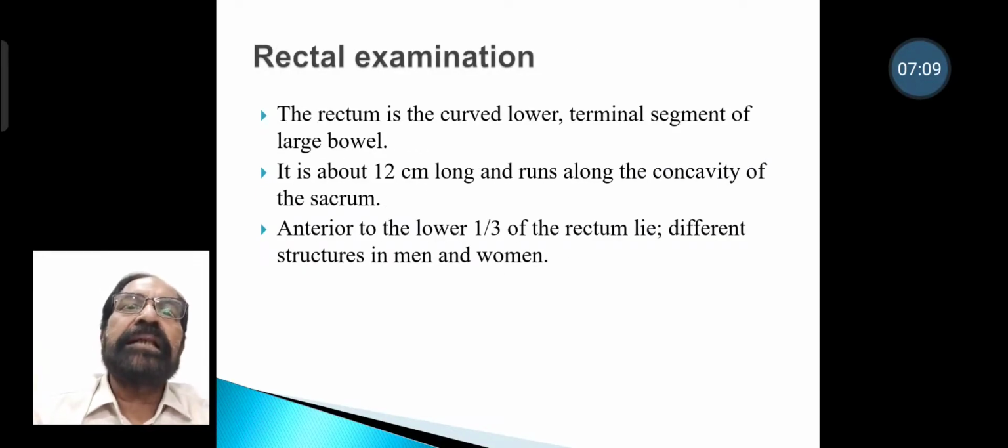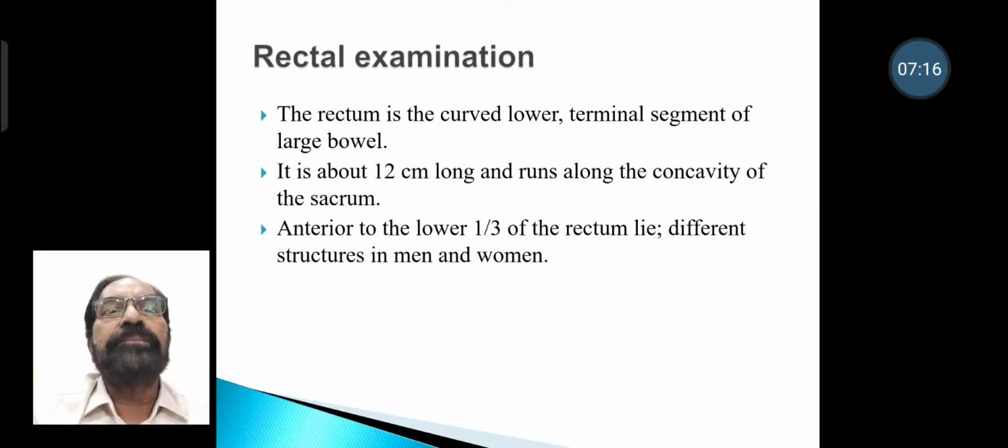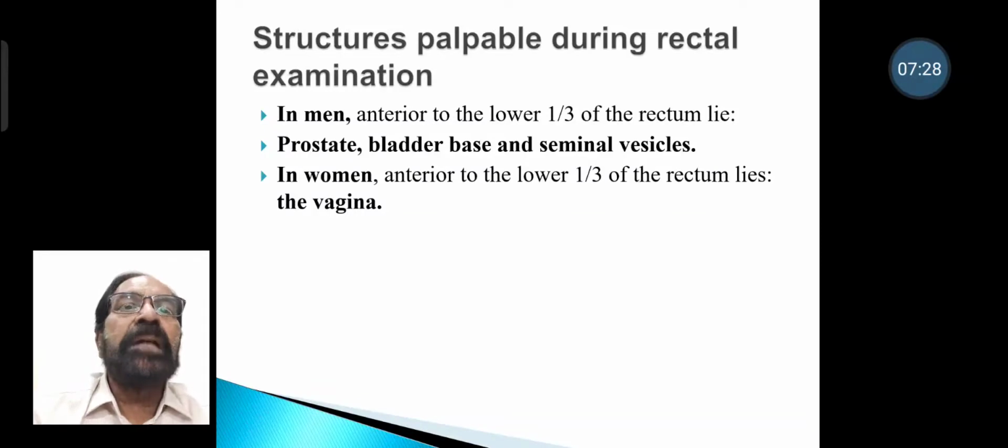Rectal examination. The rectum is a curved lower terminal segment of the large bowel. It is about 12 centimeters long and runs along the concavity of the sacrum. Anterior to the lower 1/3 of the rectum lie different structures in men and women. Structures palpable during rectal examination: in men, anterior to the lower 1/3 lie prostate, bladder base and seminal vesicles. In women, anterior to lower 1/3 of the rectum lies the vagina.